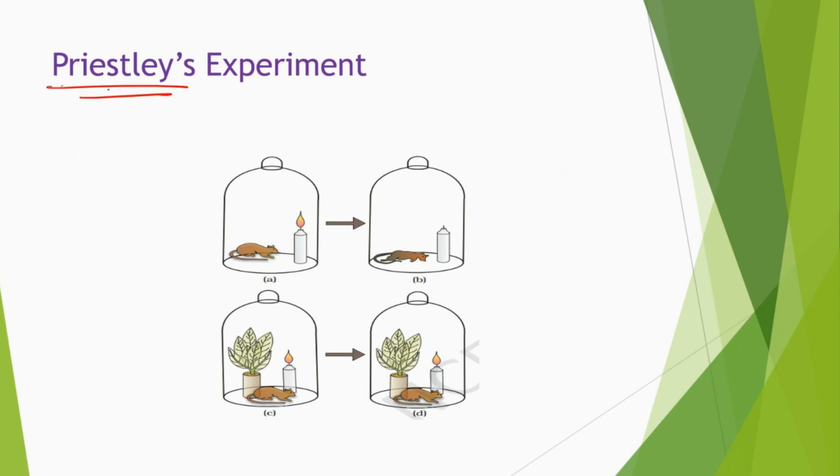Now let's see, a famous scientist by the name Priestley conducted an experiment where he took a bell jar, took a burning candle, and closed the candle along with a mouse with the bell jar. You can see here that after some time the candle stopped burning, and even the rat died. In the first case, the candle along with the mouse were placed in a bell jar, and after some time the rat died.